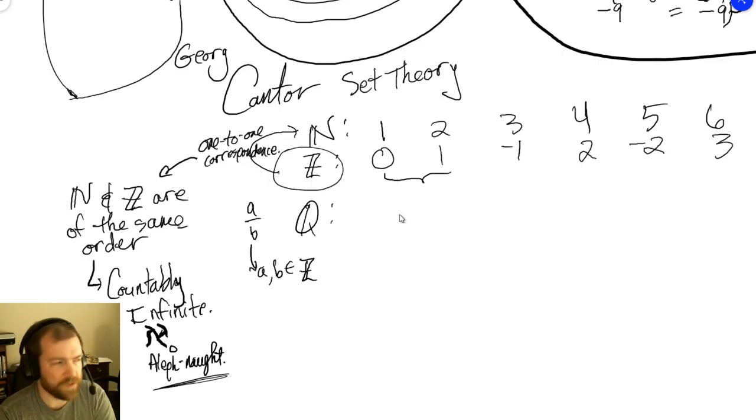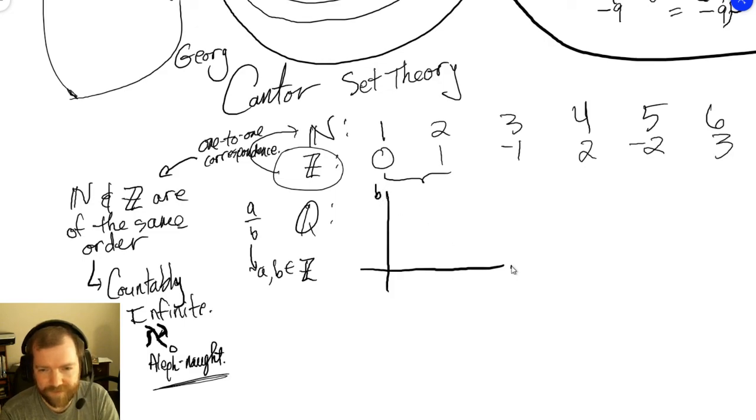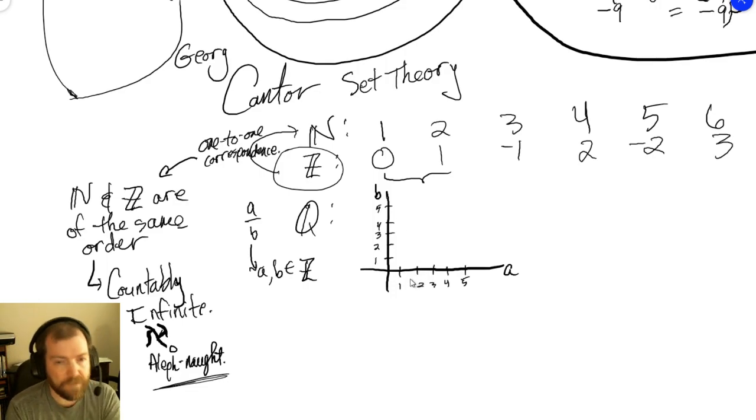And so Cantor went through this and he was like, well, actually, if we draw this out as a two-dimensional figure, this is 1, 2, 3, 4, 5 along our A axis here, 1, 2, 3, 4, 5 along our B axis here. All right, we're going to start at 0, 1, which is going to be 0 divided by 1.